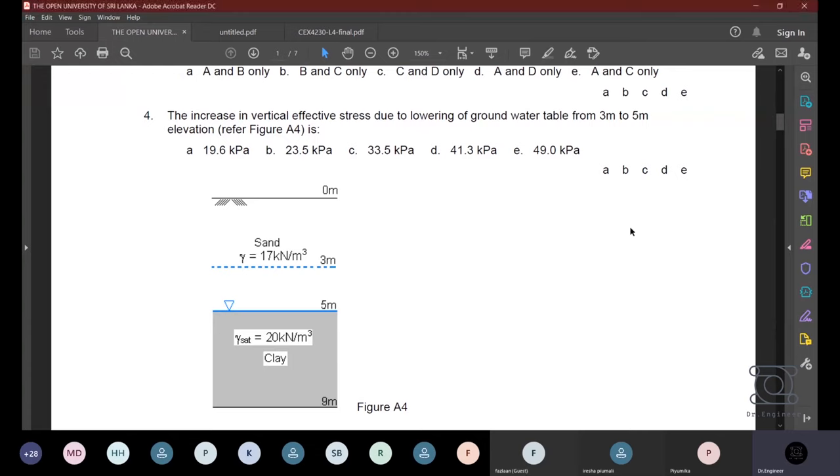Okay, the fourth question, right? The fourth question is a very tricky question, fairly easy one, but the way of asking the question is a bit tricky, so someone might get confused, right? We'll see. The increase in vertical stress due to lowering of groundwater table from 3 meter to 5 meter elevation, right? So they are lowering the groundwater table. The groundwater table is at 3 meter, and due to some dewatering process or some other way, the water table has reduced to 5 meter, right? So they are asking the variation in the stress, right?